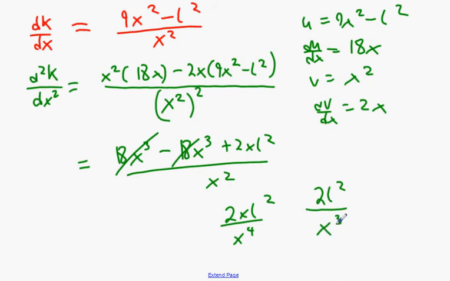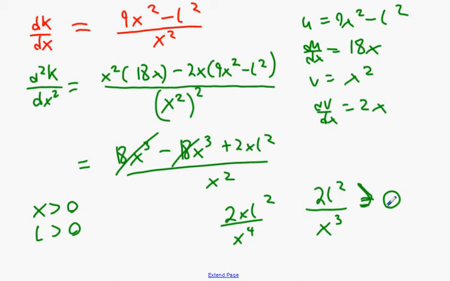x is defined as a distance away from the object. x has to be bigger than 0. L is the length of an object. L is defined as being bigger than 0. Therefore, the second derivative is bigger than 0 for all values of x and L. Therefore, it is a minimum.